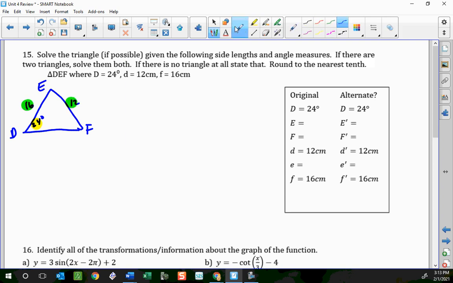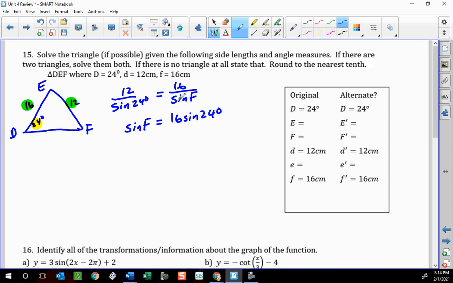So this is the ambiguous case. So I'm going to have to try for two triangles. It might work, it might not. So I do 12 over the sine of 24 degrees equals 16 over the sine of f. So when I solve for sine f, it's going to be 16 sine 24 divided by 12, since 12 is next to sine f, so I'm going to divide by 12. Then I'm going to do arc sine to get what f actually is.